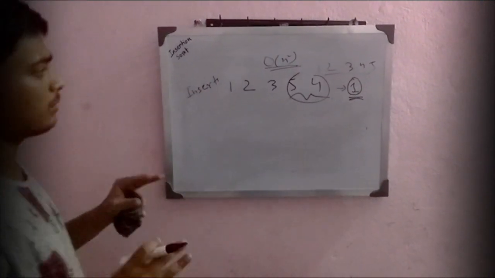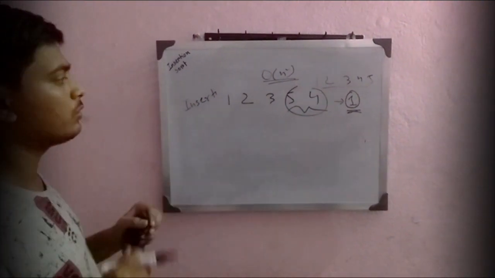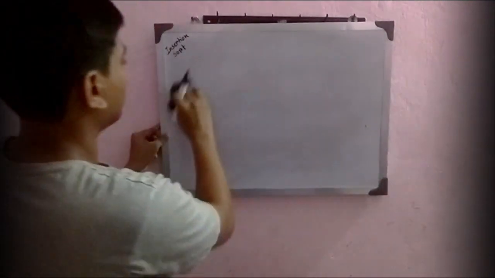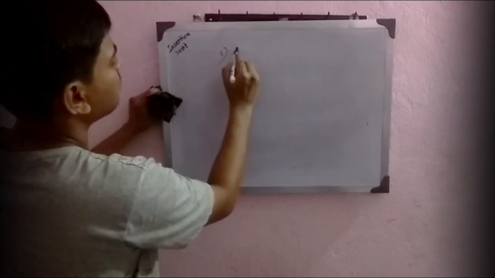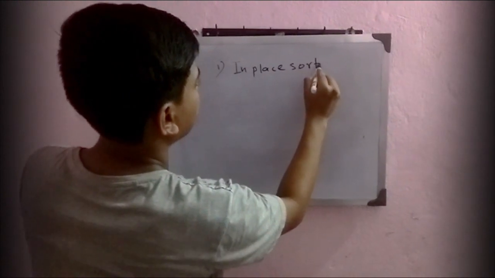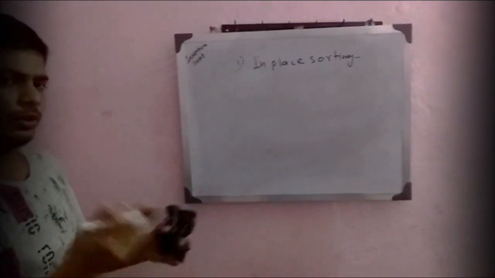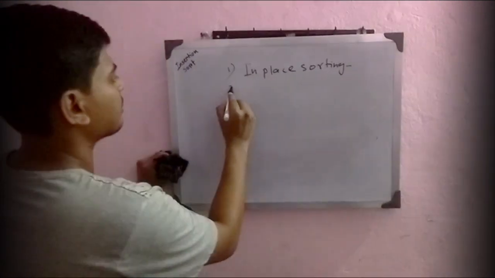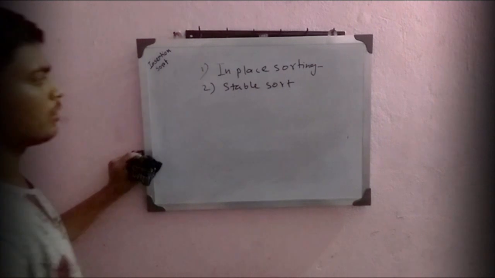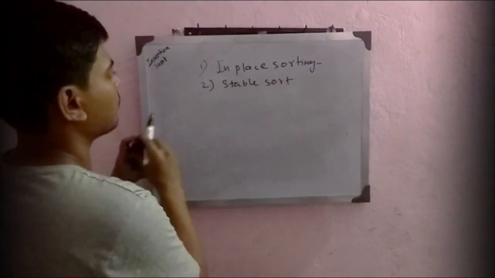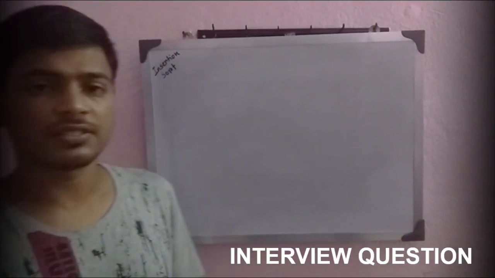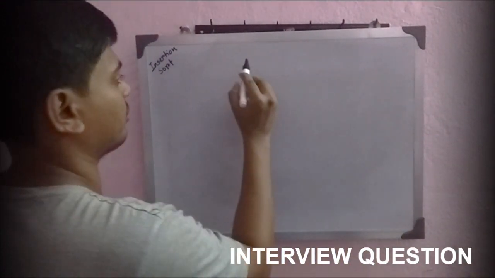I will tell about the use of insertion sort, like when we use insertion sort, right? Insertion sort is of course an in-place sorting algorithm, because we have to stick with a single array. It is a stable sort. Okay. And there is an implementation of insertion sort called binary insertion sort.